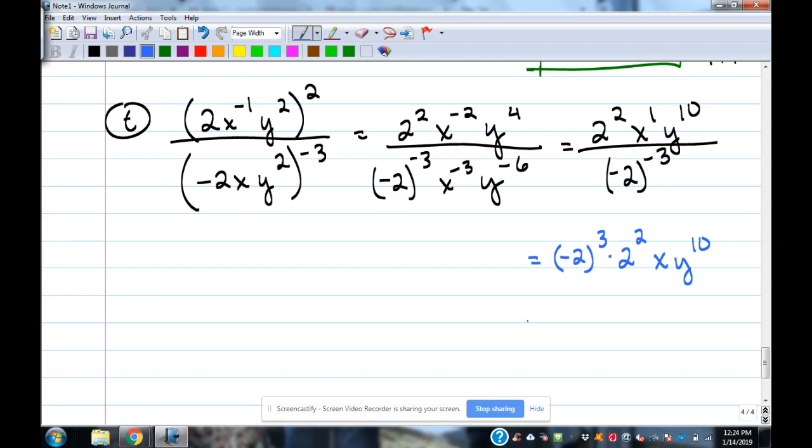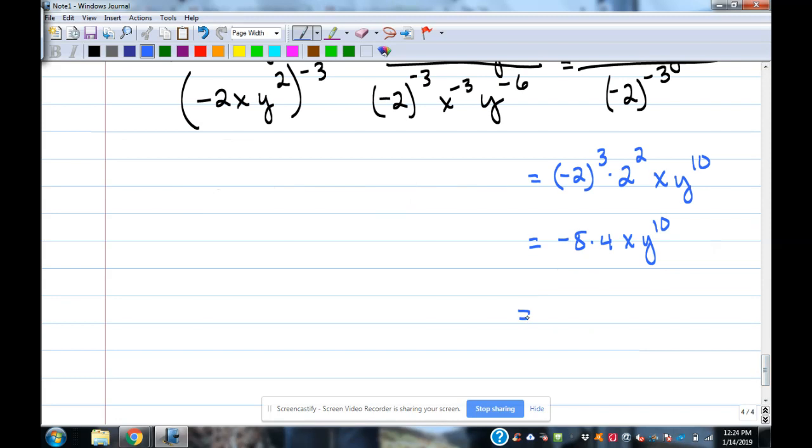And then we work it out. What's negative 2 times negative 2 times negative 2? Negative 8. What's 2 times 2? 4. What's negative 8 times 4? Negative 32. So we get -32 x y to the 10.